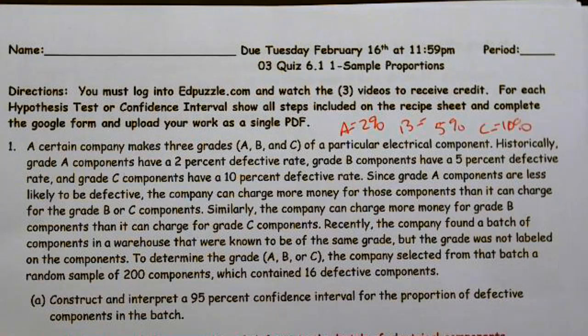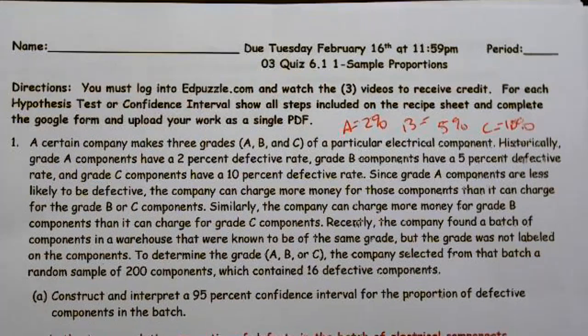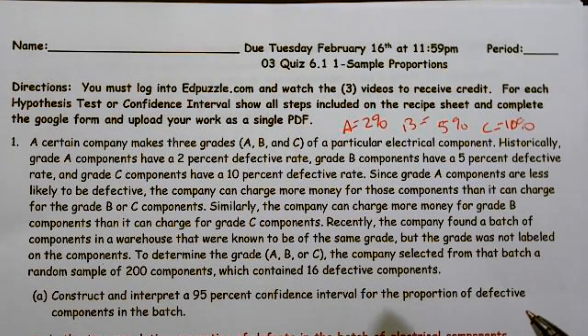Since grade A components are less likely to be defective, the company can charge more money for those components than it can charge for grade B or C components. Similarly, the company can charge more money for grade B components than it can charge for grade C components. Recently, the company found a batch of components in a warehouse that were known to be of the same grade, but the grades were not labeled on the components.